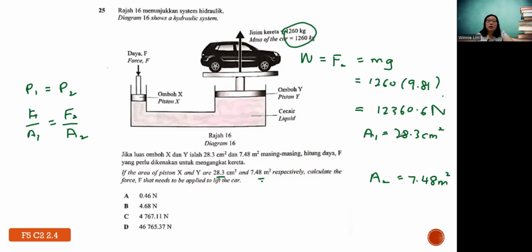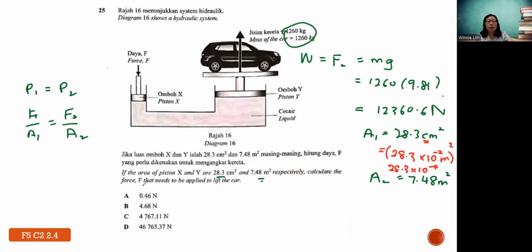So basically, you need to change the area for A1 to meters square also. So how do you change? You need to know what this C refers to: centi. Centi is 10 to the power negative 2. But because this is also square, the whole thing has to be squared as well. A lot of times students forget: if it is cube, you have cube; if it is square, you have square as well. Hence you have 28.3 times 10 to the power negative 4. You can change to standard form or leave it during substitution.